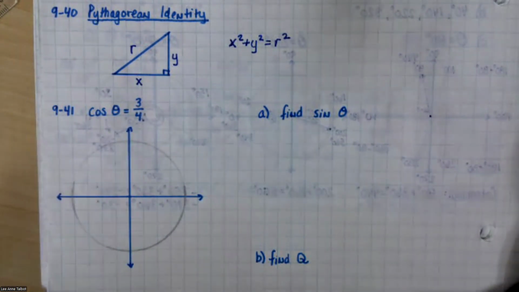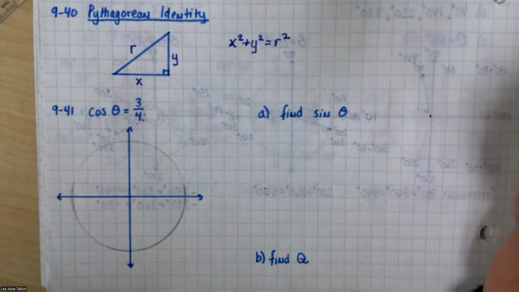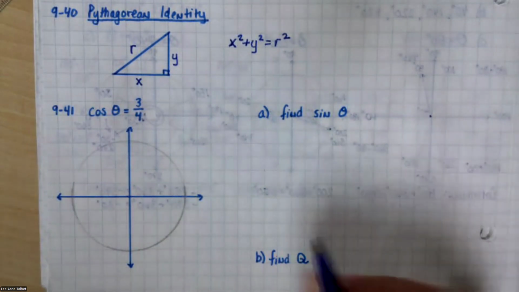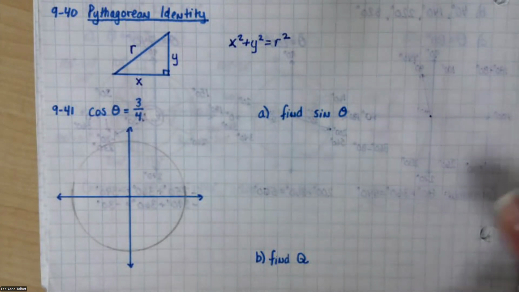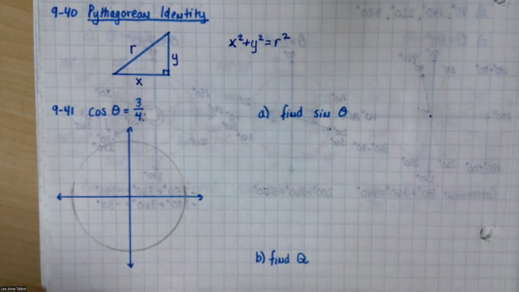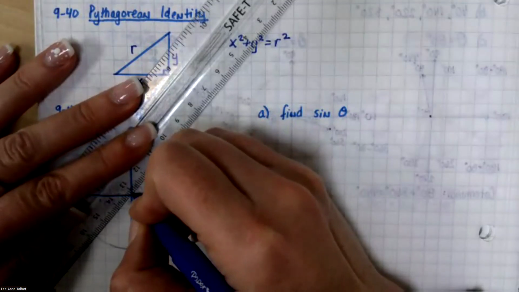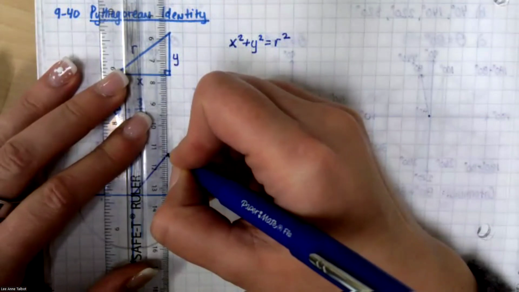Now, number 41, I'm just going to warn you, has some need for you to know how to do some fractions. If you don't know how to do fractions, then I suggest that you make up a couple of these and practice them because fractions are going to be important. Okay. For number 41, I'm just going to draw a generic triangle in my circle.